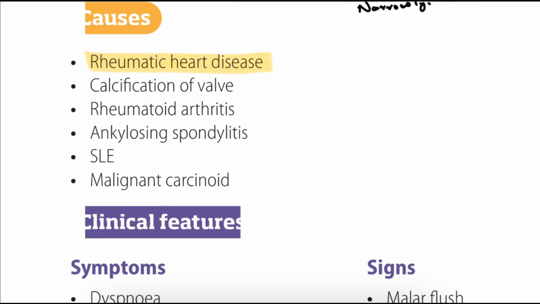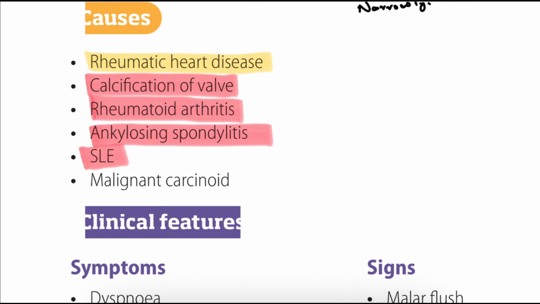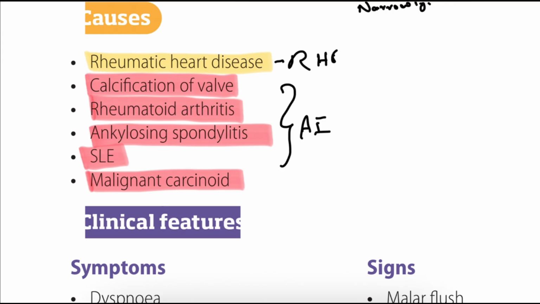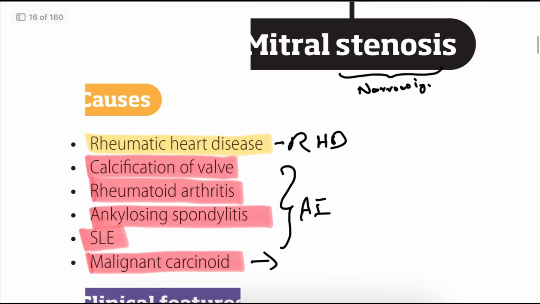Next, we can see calcification of the valve, rheumatoid arthritis, ankylosing spondylitis, systemic lupus erythematosus, and malignant carcinoid. Some autoimmune conditions you can see along with rheumatic heart disease. These are the main causes of mitral stenosis.